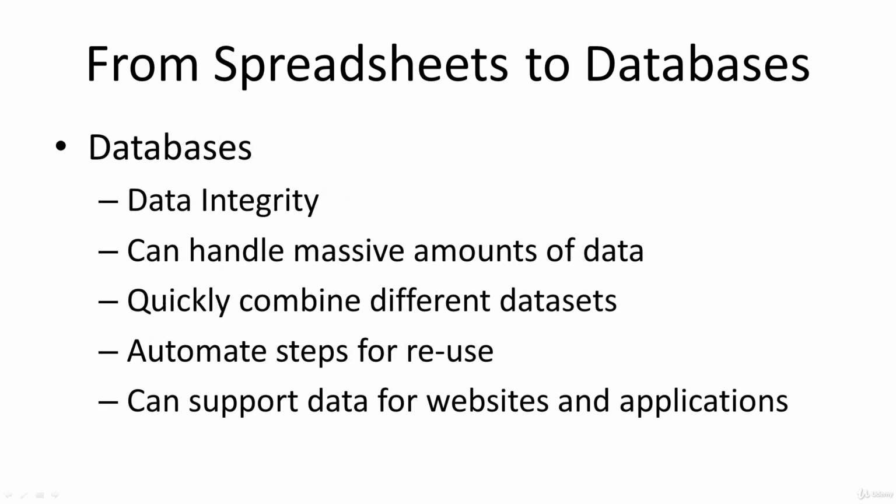So databases are really great for data integrity, meaning you don't want to have someone be able to just click on a cell and change the data. Databases don't really allow for that. And they can also handle massive amounts of data, data sizes that would basically make Excel or Google Spreadsheets crash. And they can also quickly combine different data sets, something that might be difficult to do for larger data sets in a spreadsheet. They also are perfect for automating steps for reuse due to the SQL syntax, which we'll learn about later. And they can also support data for websites and applications. So most websites and web applications or mobile applications are linked to some sort of database to store their data and retrieve their data.